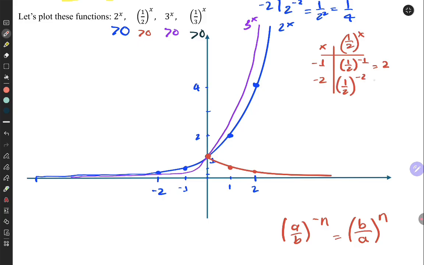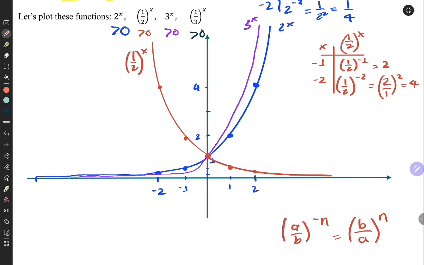1/2 to power -2. That's basically 2/1 to power 2, right? That is just 4. So when it's -1, you have 2. Okay, -1, you have 2 right here. When it's -2, you have positive 4 right there. Connect, and you get 1/2 to power x.